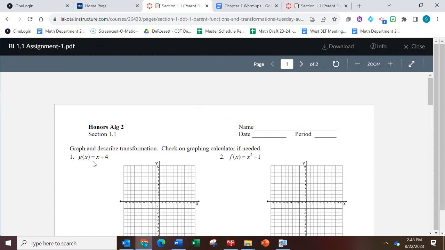Guys, let's just review real quick. What kind of shape is this right here? Line. What's this one? Parabola. Okay, so just thinking of that as you're graphing.